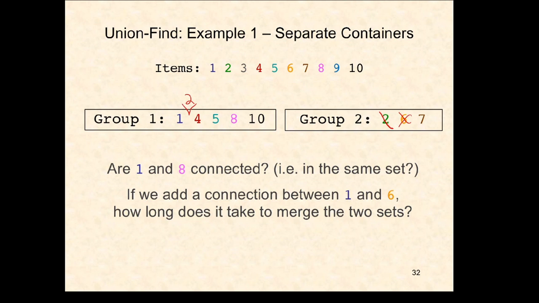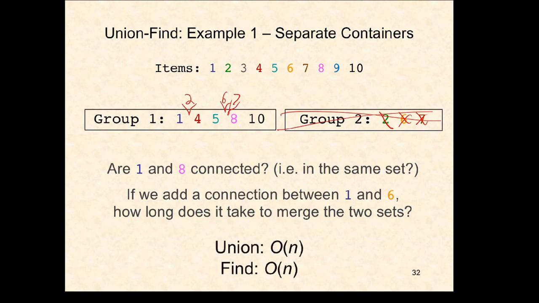Let's take 6 out of this one and insert it there. Let's take 7 out of that one and insert it there. And then let's eliminate group 2 from the container of containers. And that's a lot of work. So using disjoint containers is a lot of work to do the find, and it's a lot of work to do the union. Terrible choice.